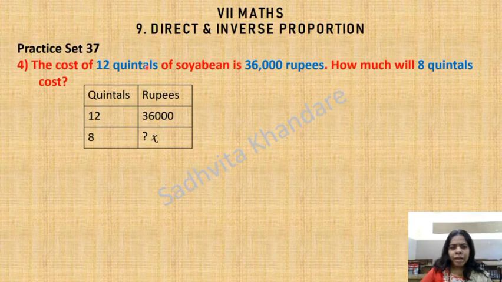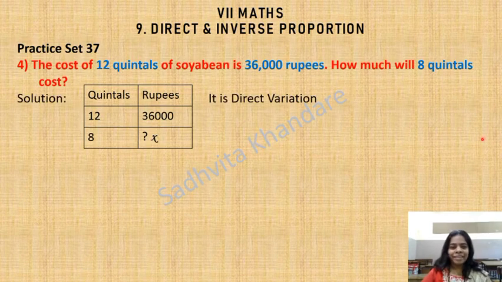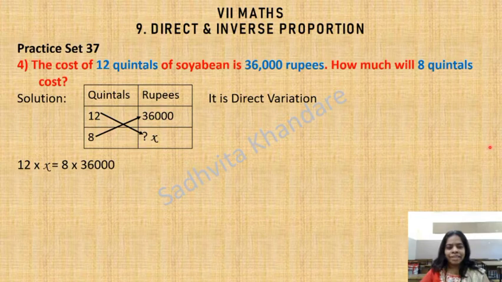Now, if I want to take more soya bean, I will pay more money. If I want to take less soya bean, I will pay less money. So this is a question of direct variation. When it is a direct variation, we are going to cross multiply. The name and method are opposite of each other. 12 into X is equal to 8 into 36,000. See, we have written the same.